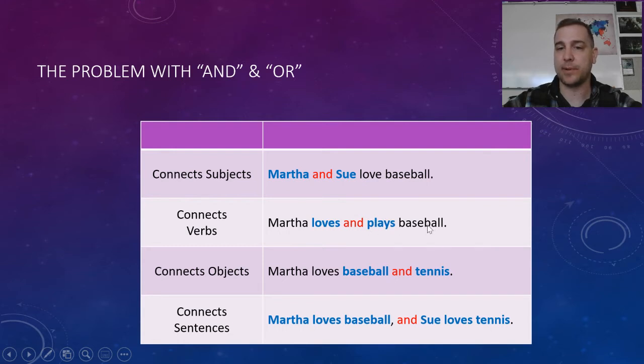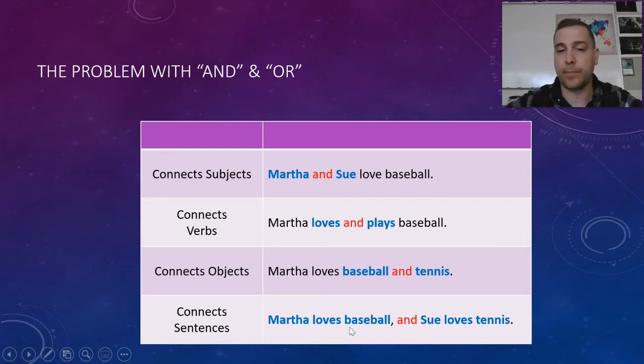If we look at this side, "plays baseball" is not really a complete sentence. "Martha loves" could be a complete sentence, but this side on the right is not a complete sentence. Here, Martha loves baseball and tennis, it's connecting objects. Tennis is not a complete sentence, so we don't need a comma here.